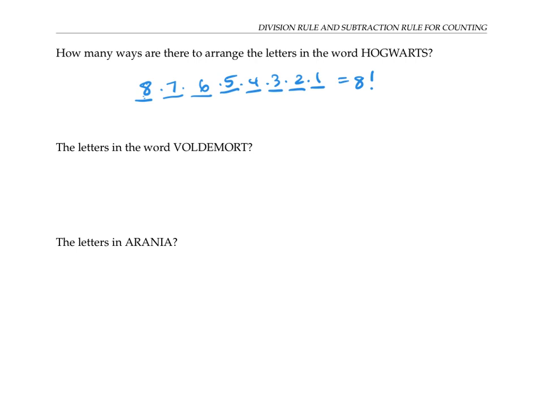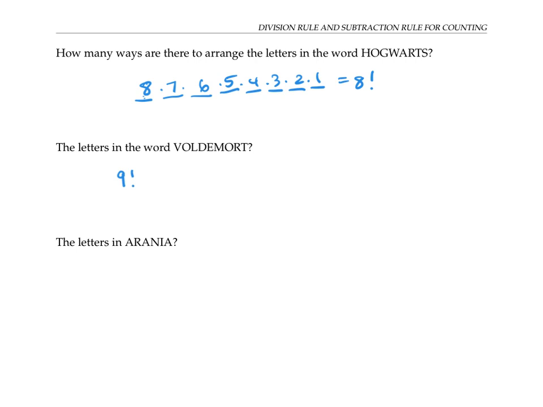We might think that we could use similar reasoning on the word Voldemort. Voldemort has 9 letters, so if we use the same reasoning, we'd say that there were 9 factorial ways of arranging them. But this word's a little bit different. Notice that in Hogwarts, each letter was different. But in Voldemort, the letter O occurs 2 times.